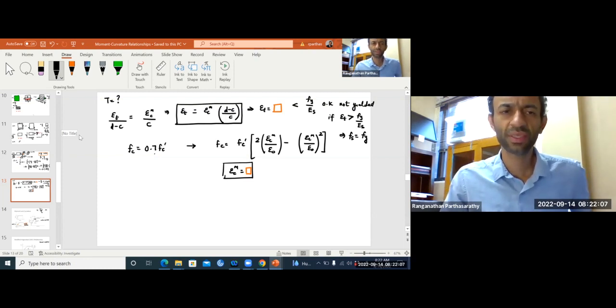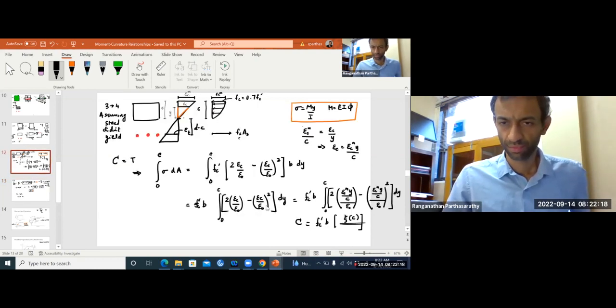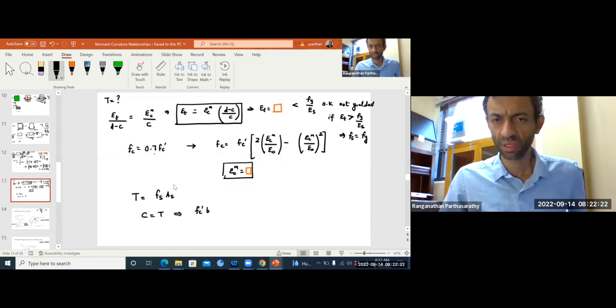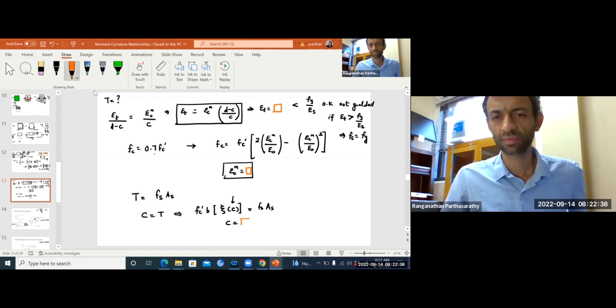Okay, so now we know the stress in steel. So tension in steel is whatever Fs times area of steel. So now when we write C equal to T, what do we have? So we have Fc prime B, then some function of neutral axis C equal to Fs As. And in this equation, we know everything except C. So we can solve for neutral axis.